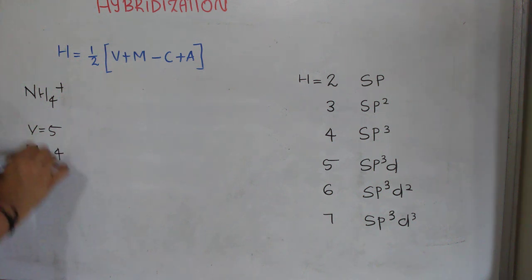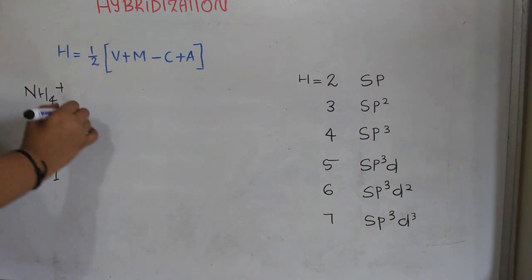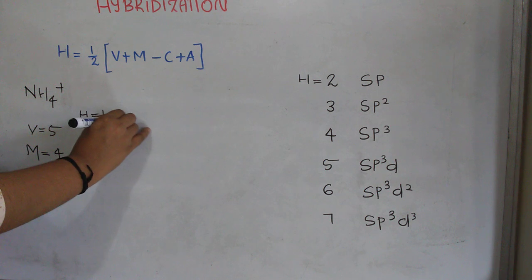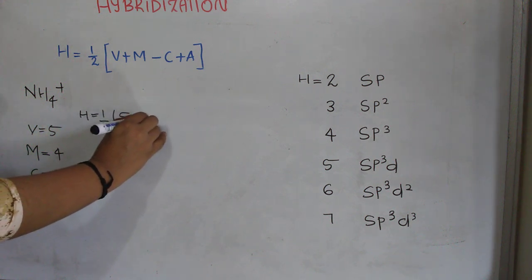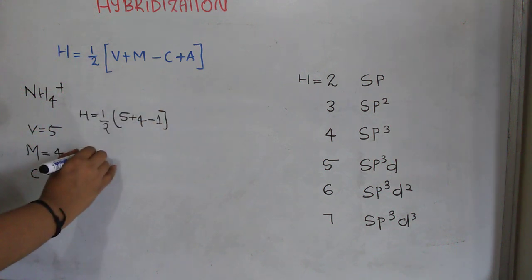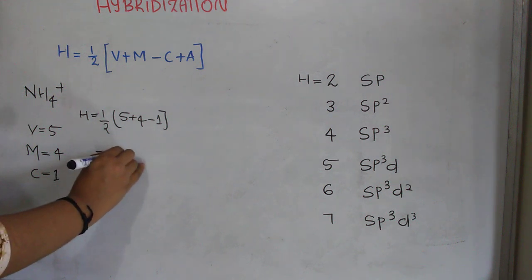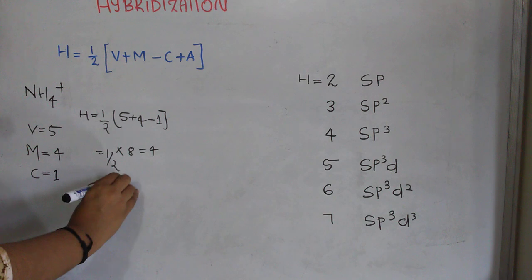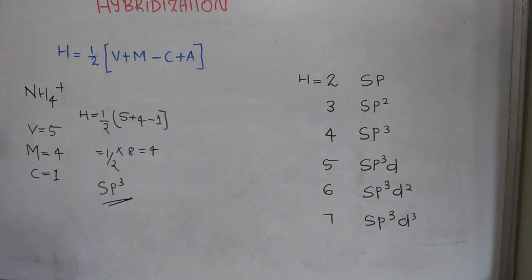We have a charge here, that is a cationic charge of plus 1 is present here. So C will be equal to 1. There is no A. So from the equation we have H is equal to half into 5 plus 4 minus 1. It will again be half into 8, which is equal to 4. Here also the hybridization will be nothing other than sp3. Now I hope this part is very clear to you.